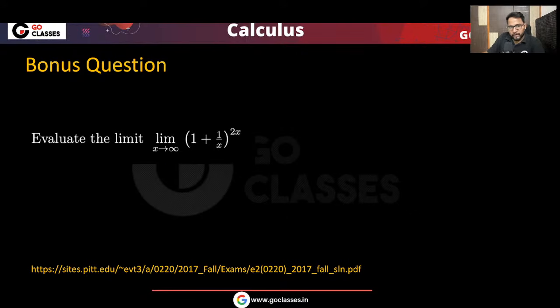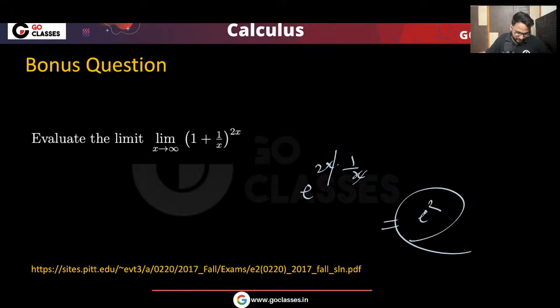Yeah, this is 1 power infinity. Now our trick that we derived is quite handy here, because this is 1 plus something and this is 1 power infinity. So let me immediately apply that trick. E square is the answer, right? E square is the answer.